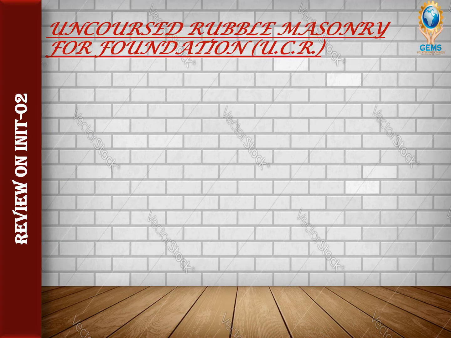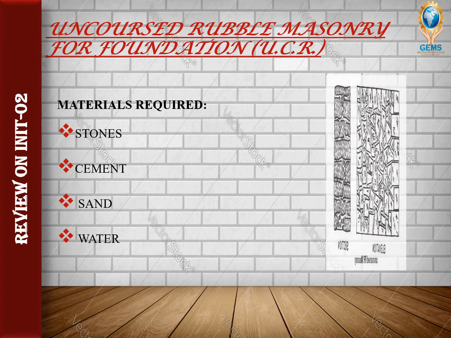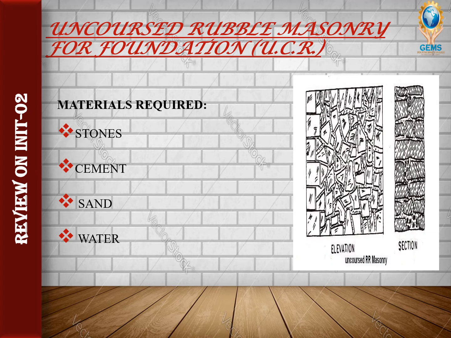Then uncoursed rubble masonry for foundation. There are not that many important points to discuss here. Uncoursed rubble masonry means we are using stone, cement, sand and water for the foundation. These are the materials required. It will be of uneven shape. Here also the other specifications will be the same as discussed for PCC work.